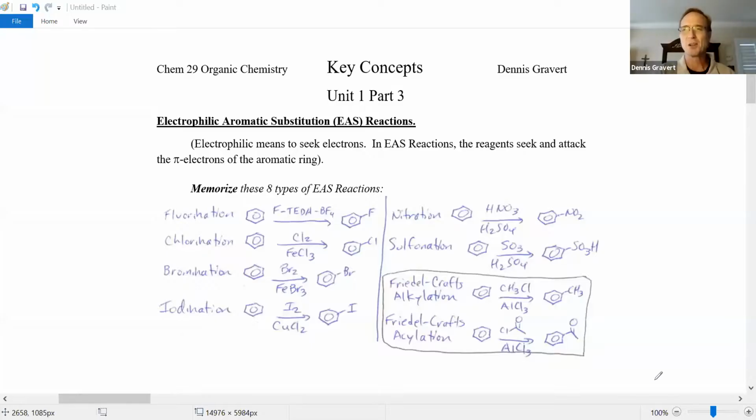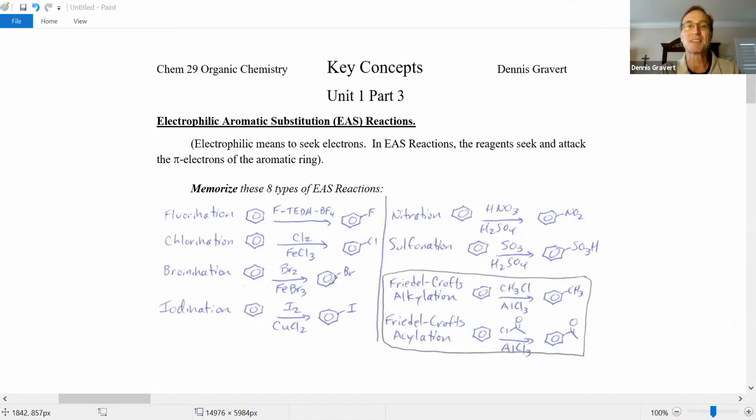Hi, everyone. Let's look and see what happens if there's already another group on benzene when you try to do an electrophilic aromatic substitution reaction. Okay, so we're in key concept, unit 1, part 3 still. This is a loaded key concepts, isn't it?